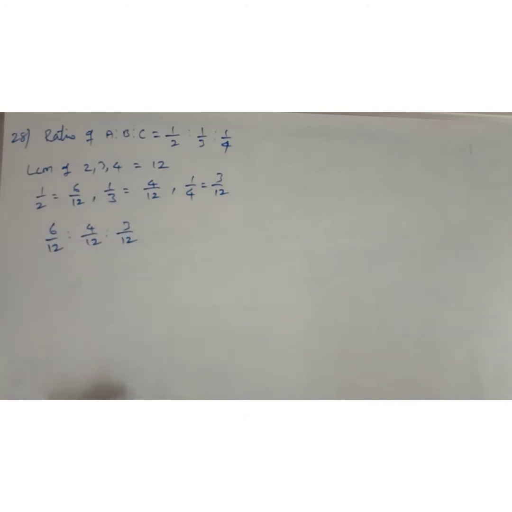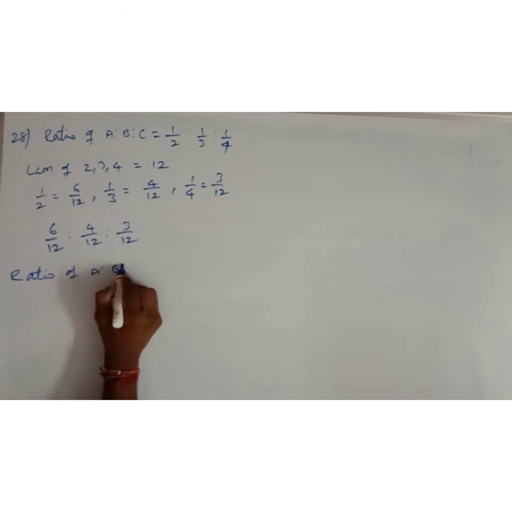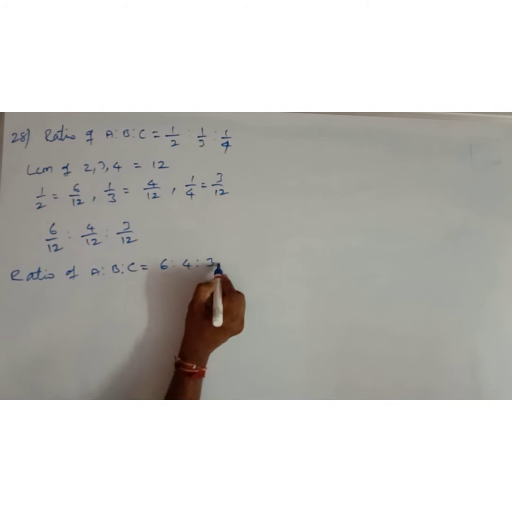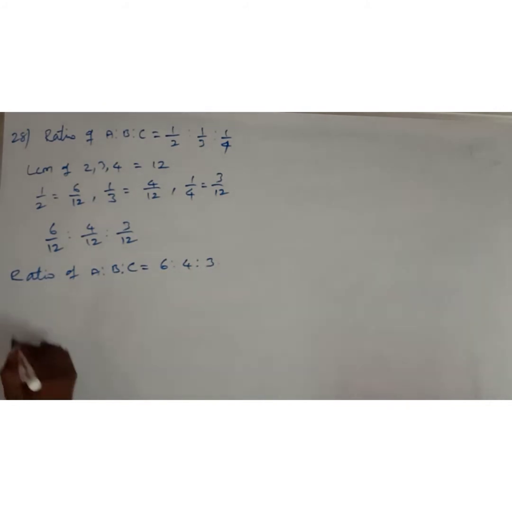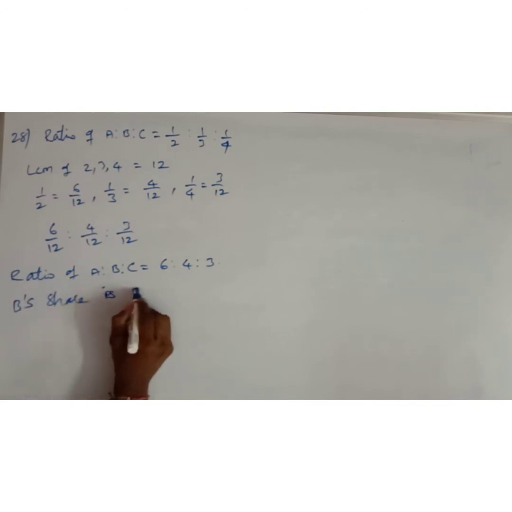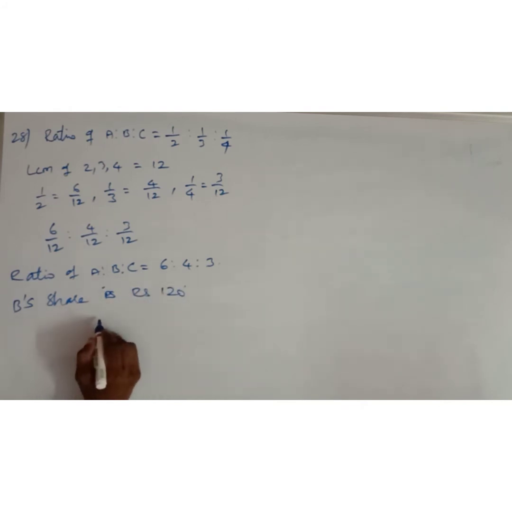In all the cases denominators are equal, so we won't consider the denominators. Now the ratio of A is to B is to C is equal to 6 is to 4 is to 3. And B's share is how much? B's share is 120 rupees.